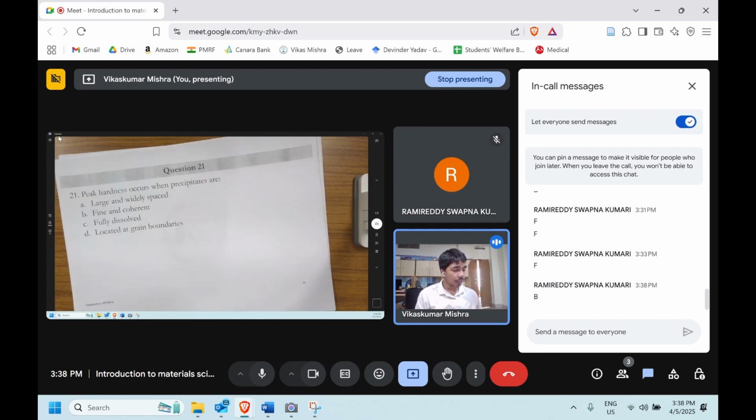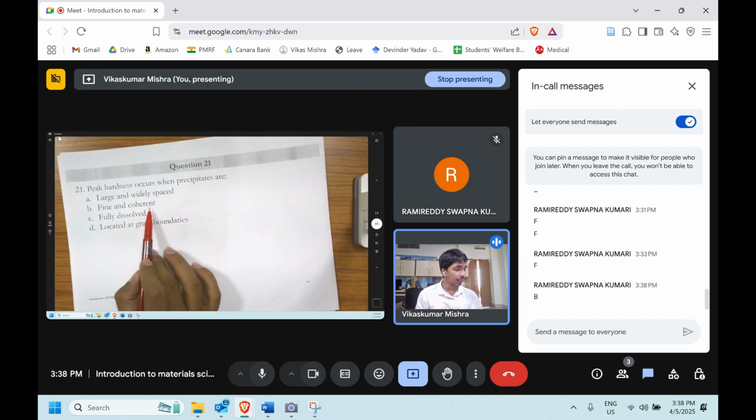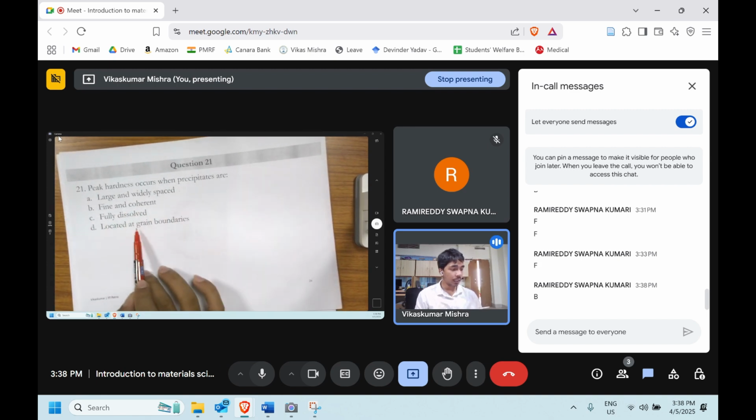Question 21. The peak hardness occurs when the precipitates are large and widely spaced, fine and coherent, fully dissolved, or located at the grain boundary.